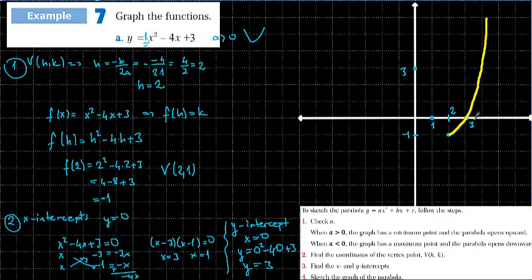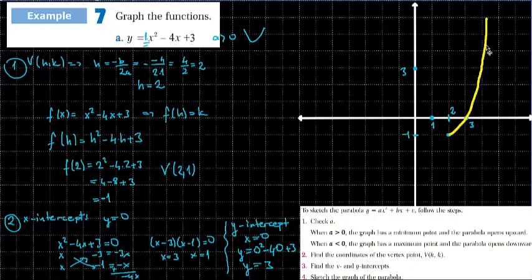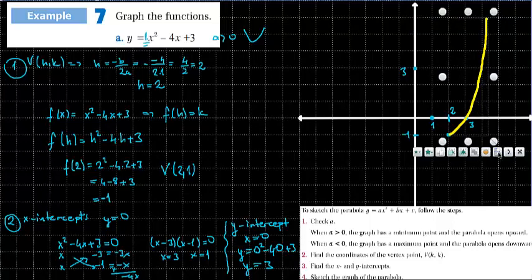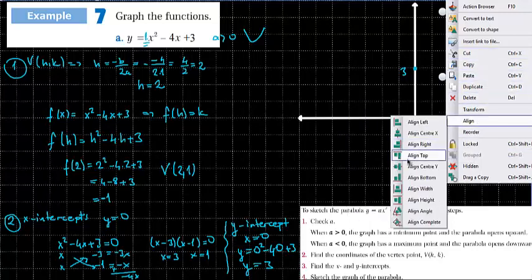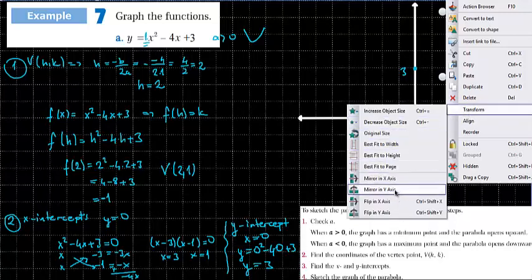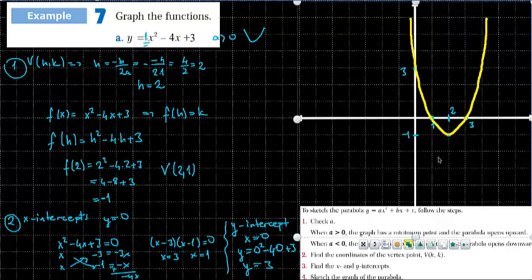Okay, if you remember, I said that the left side of the parabola and the right side of the parabola must be equal to each other. I mean, it's going to be symmetric. So I'm going to get the mirror of this one, the mirror with respect to the y-axis. So I'm going to find the other part of the parabola.